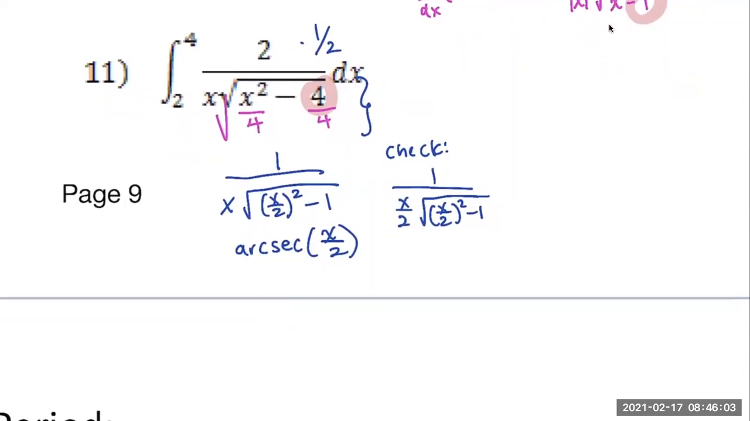Okay. Also, one thing that you guys have to keep in mind is arc secant of x over 2 is a chain rule problem, right? So you would have to multiply also by the derivative of x over 2, which is 1/2.